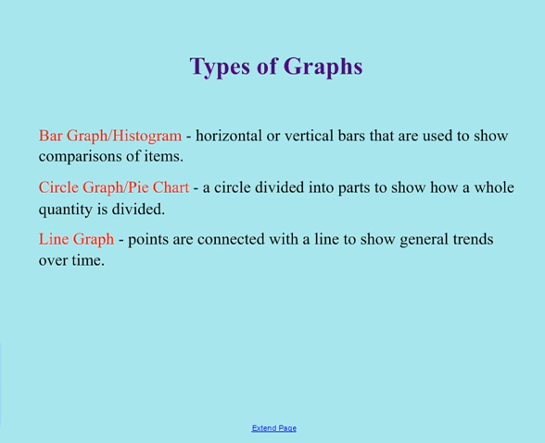The second type of graph is the circle graph, otherwise known as the pie chart. It is a circle that is divided into parts to show how a whole quantity is divided.